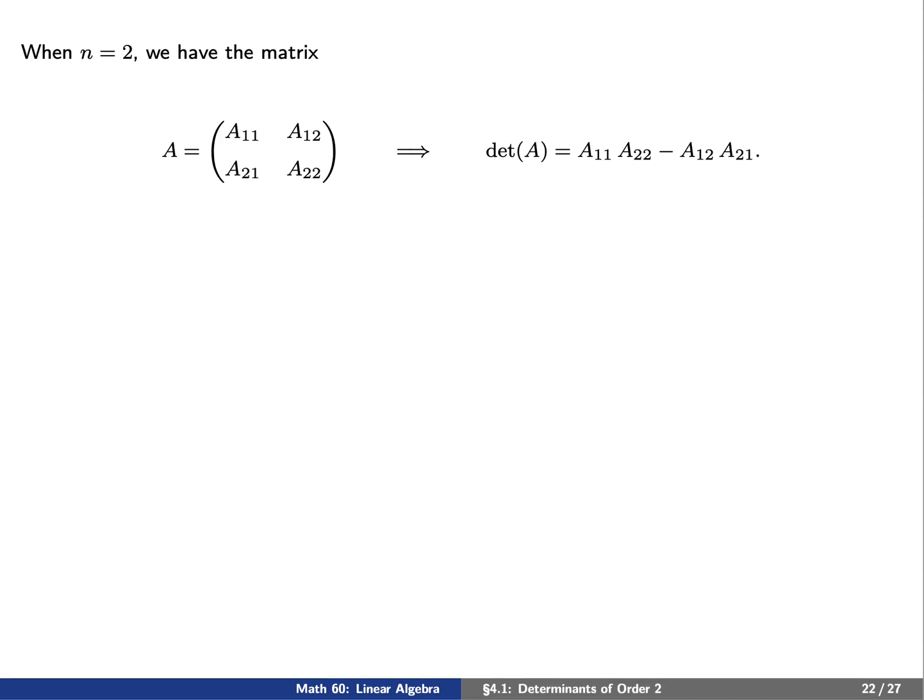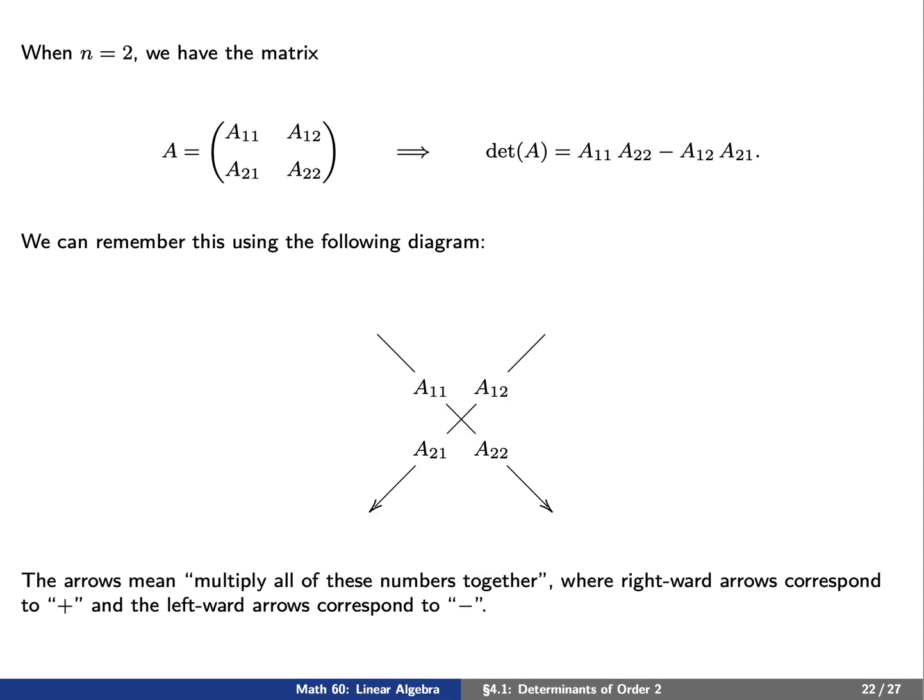Let's first try to do a visual reminder of what happens for 2x2 determinants. When n is equal to 2, recall that we have a 2x2 matrix and its determinant, a11 times a22 minus a12 times a21. There's a simple mnemonic for this expression. We'll place the 4 entries of the matrix as you see here on your screen, a11, a12, a21, a22. Now we'll place in arrows and we'll simply multiply the numbers together along the arrows.